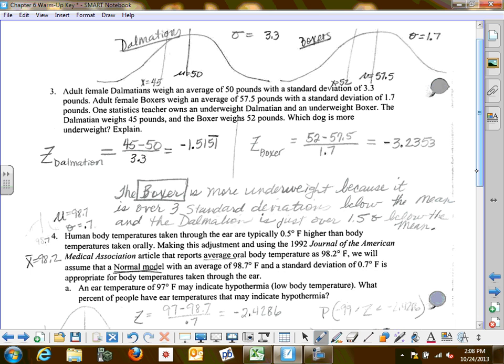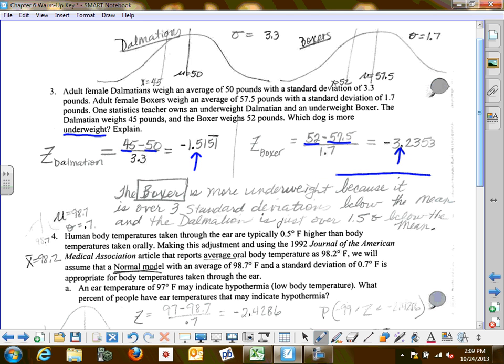All right. Next. Number 3, you're asking which dog is more underweight. And the implication of that is relative to its own breed. Okay? Because you wouldn't want to compare a Chihuahua against a Great Dane and see which one's more underweight. It's relative to its own breed. So you compared the Dalmatian to average Dalmatians, and you got a z-score of negative 1.51. You compared the Boxer to the average Boxer, and you got a z-score of negative 3.23.